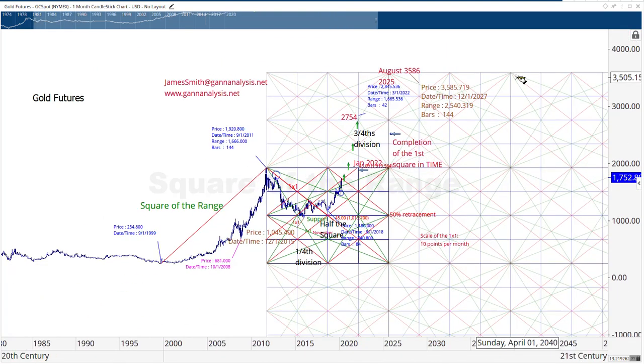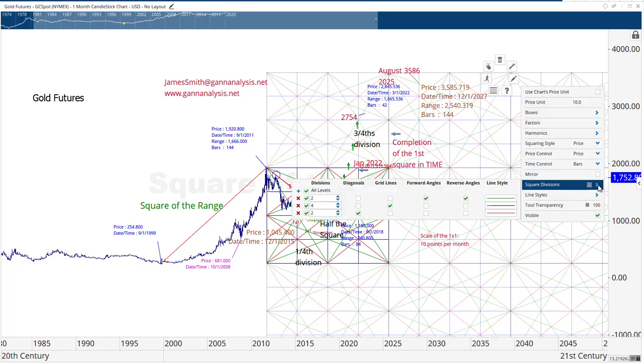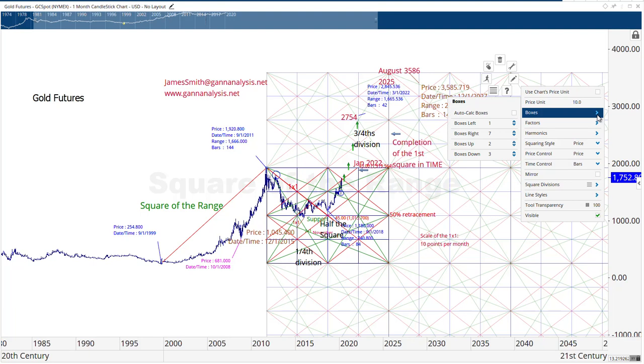Let me bring this in. Let's suppose, let's see here. If we want to expand this, make it a little bit higher.